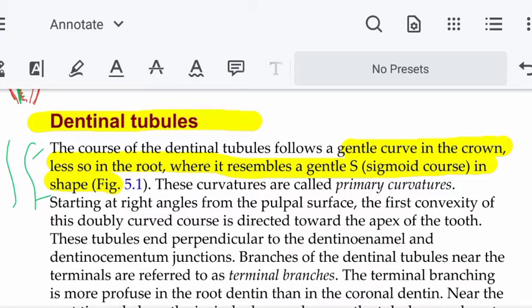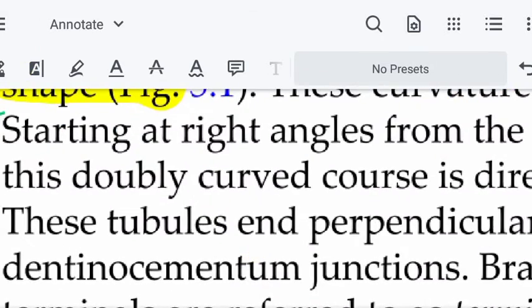The curvatures, these convexities, are called primary curvatures, starting at right angles from the pulpal surface. The first convexity of this doubly curved course is directed towards the apex of the tooth. Okay, I'll show you.